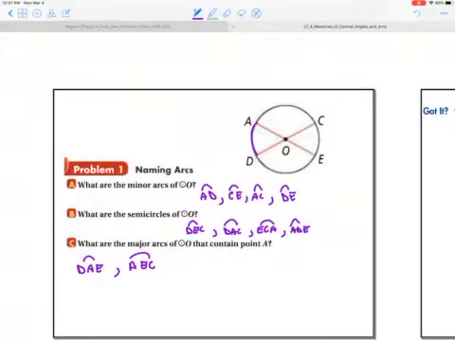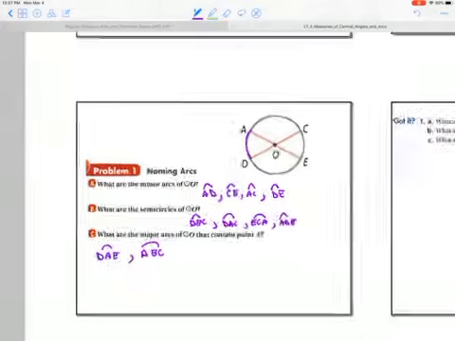We labeled minor arcs with 2 letters, semicircles with 3 letters, semicircles going halfway around the circle, and major arcs, meaning more than 180, with 3 letters as well.